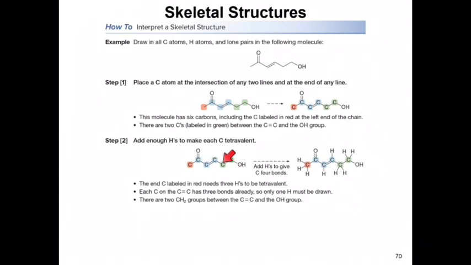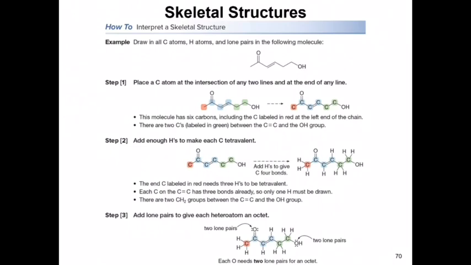And then we have this carbon in green. And you can see that both of them only contain 2 bonds. And so they're missing 2 other bonds to become tetravalent. And so you would attach 2 hydrogen atoms for these 2 carbon atoms. So now we have the Lewis structure for this molecule.